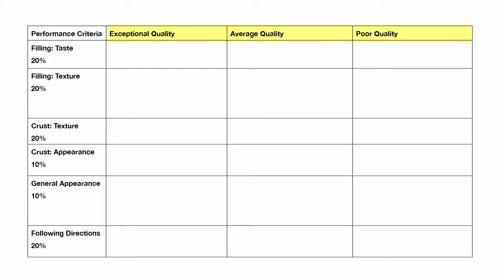The third part of the rubric is the range scale. These labels determine the level. In our example, the scale is exceptional quality, average quality, and poor quality.